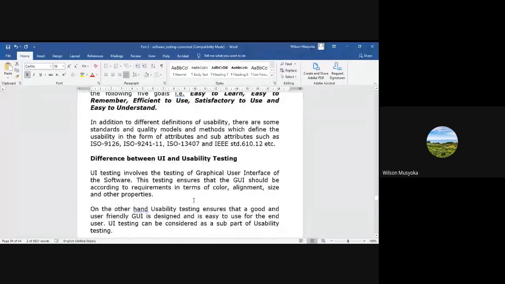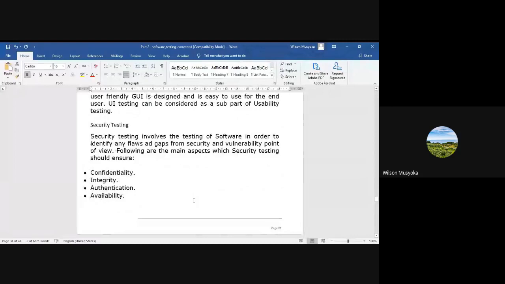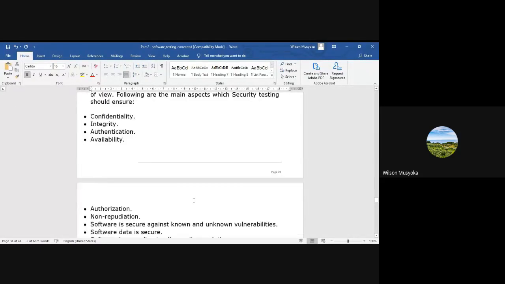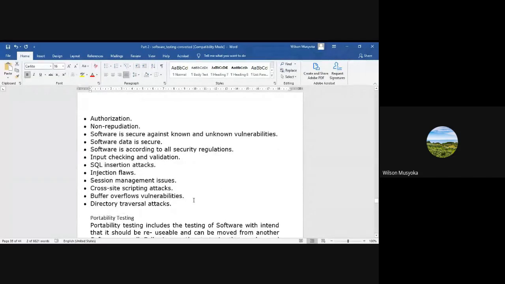And then after trying to test all of those, security, that is in terms of confidentiality, integrity, and authentication, as well as availability, authorization, non-repudiation, ensuring the software is secure against any known and unknown vulnerabilities.